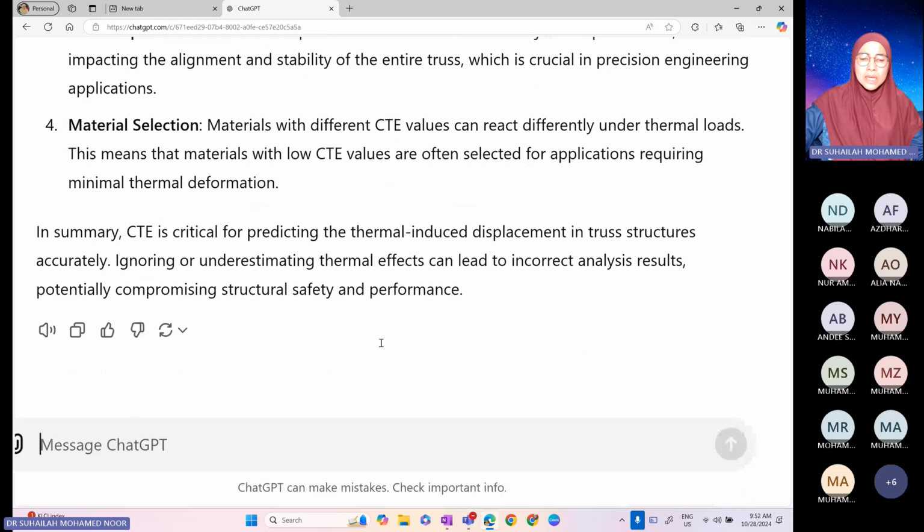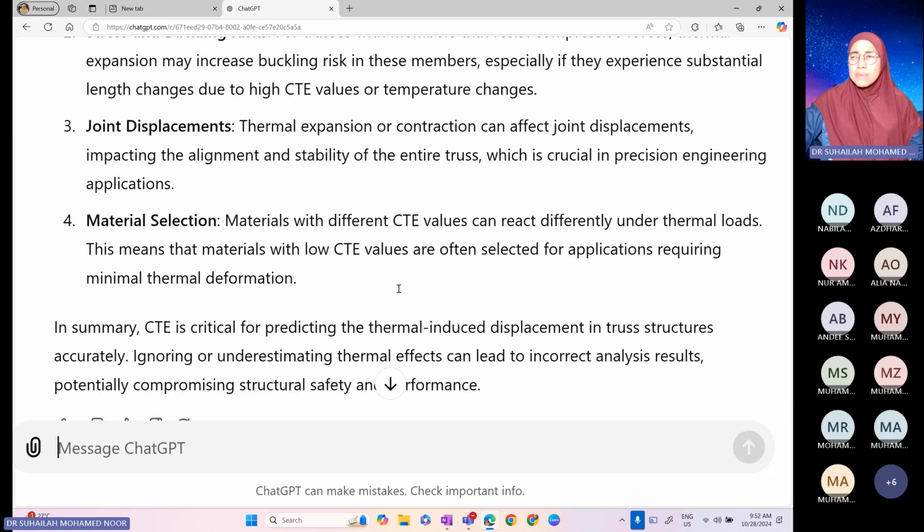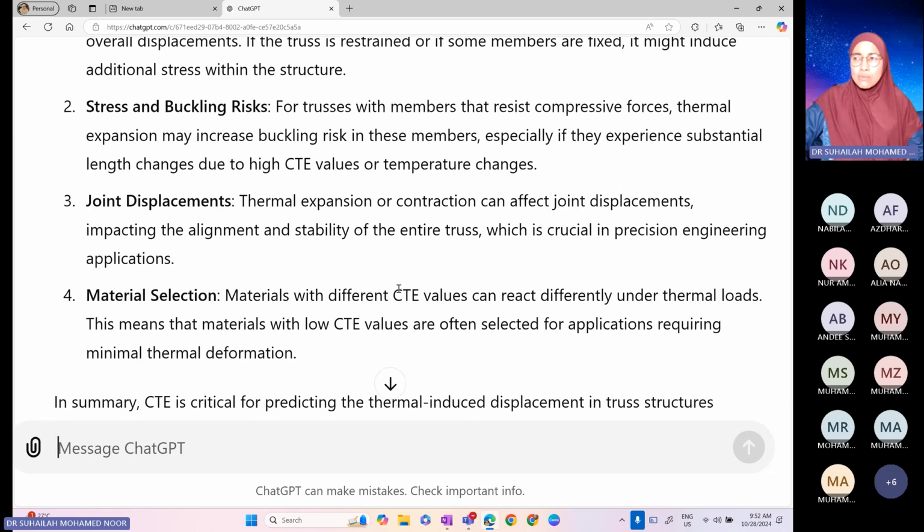So in summary, coefficient of thermal expansion is critical for predicting the thermal induced displacement in structure accurately. Ignoring or underestimating thermal effect can lead to incorrect analysis results, potentially compromising structural safety and performance. So ni benda-benda yang you kena duduk cari maklumat.